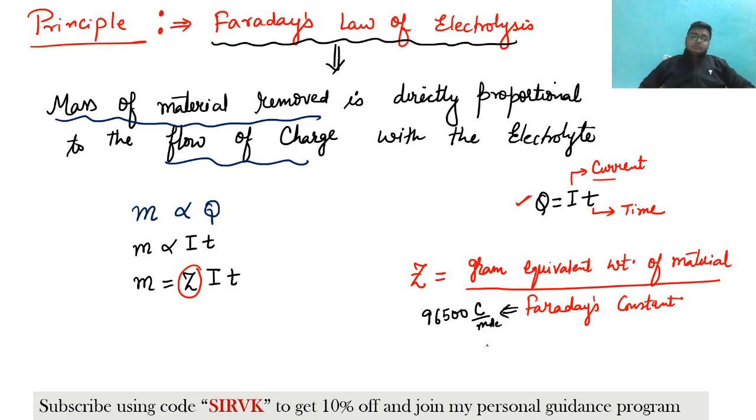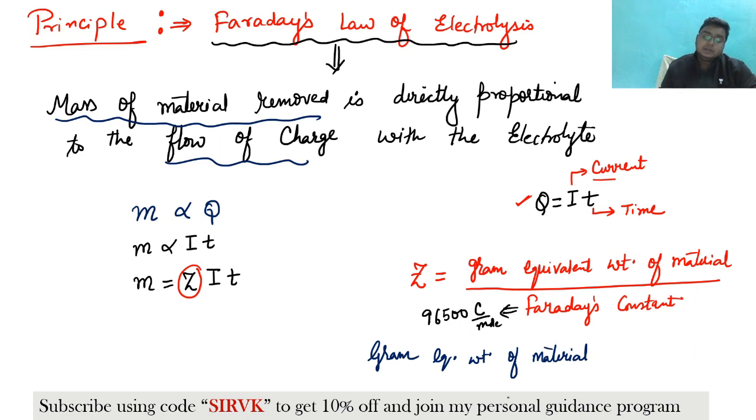Clear? So what is this gram equivalent weight of material? Try to understand here. This gram equivalent weight of material, how will the gram equivalent of a material be calculated? It will be A by V. What is the A? Atomic weight of material by the valency.